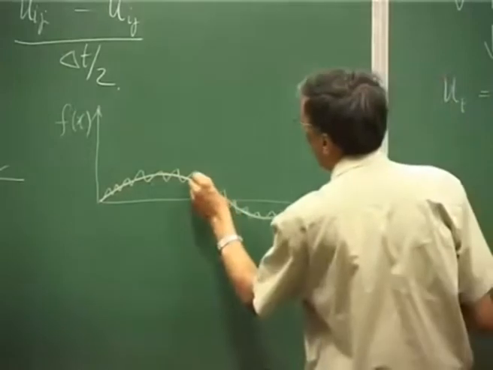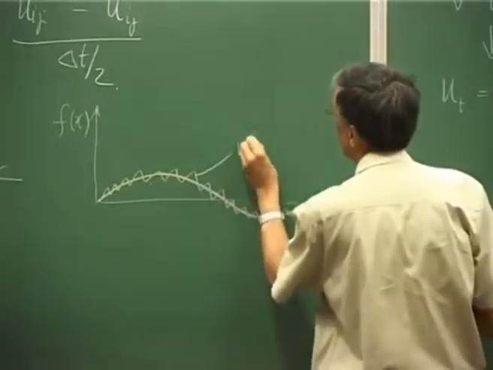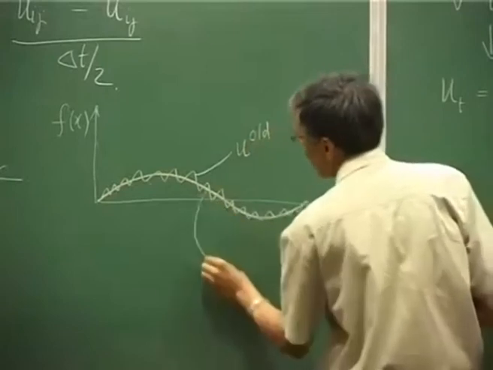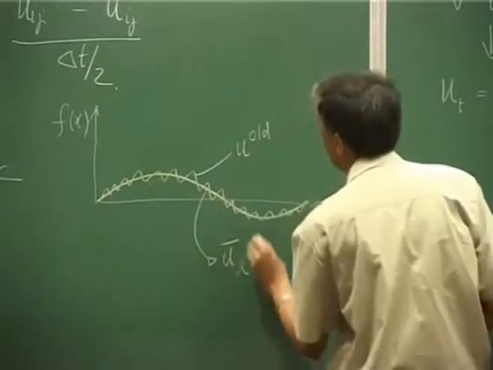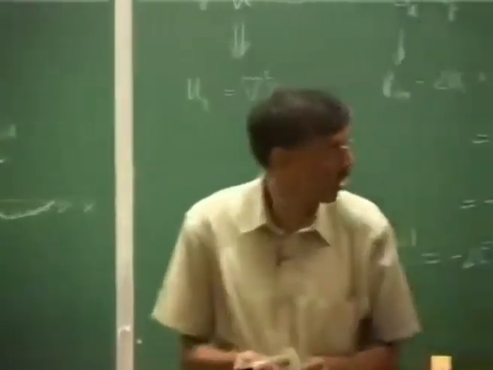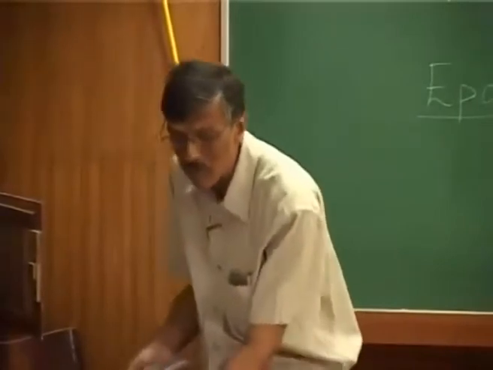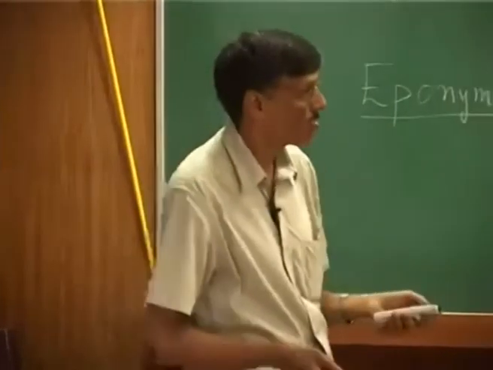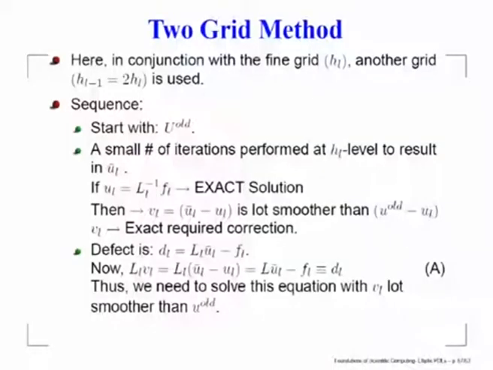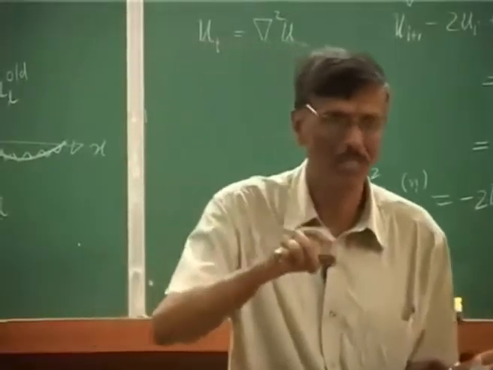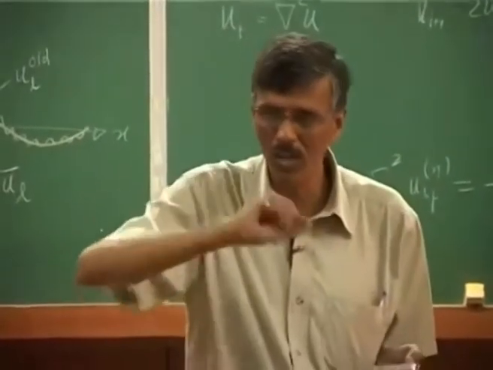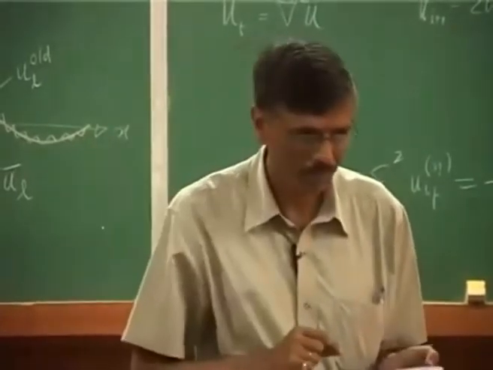So this I could call U old, and this is what, let me call it U bar. So this is at the HL level, so this is what we have down here. We start off with some initial guess, perform a small number of iterations at the HL level, and then we get a smoother solution, right? So now you can understand this U bar that we have obtained. It has smeared out those high wave number variations, right?